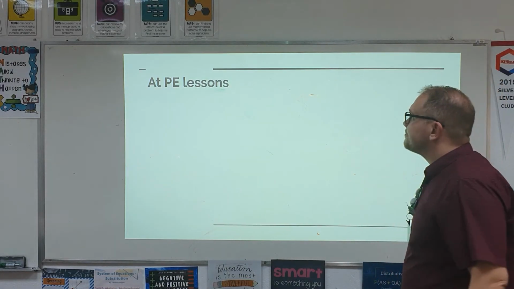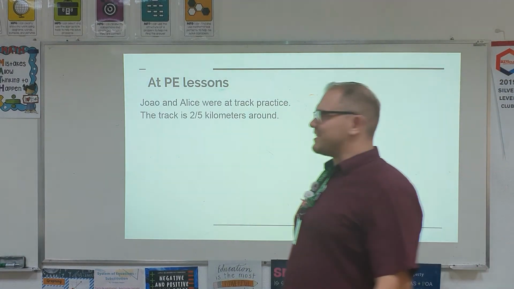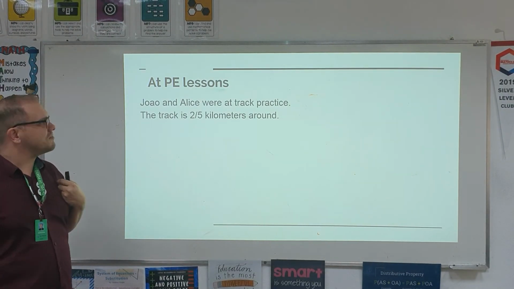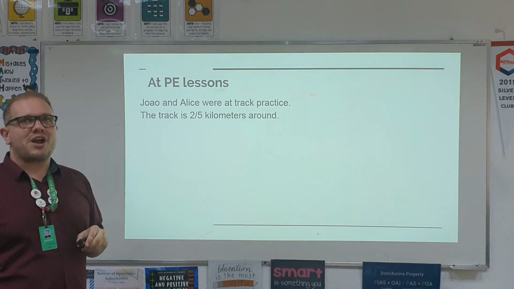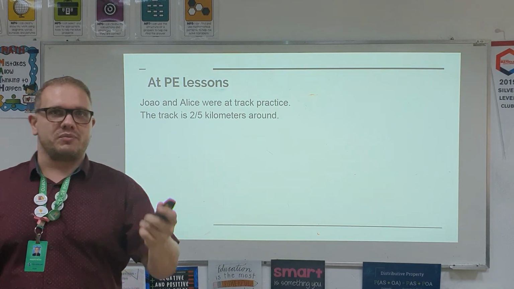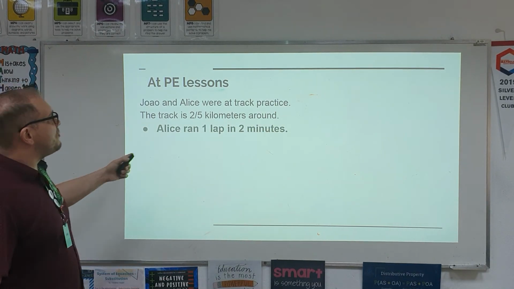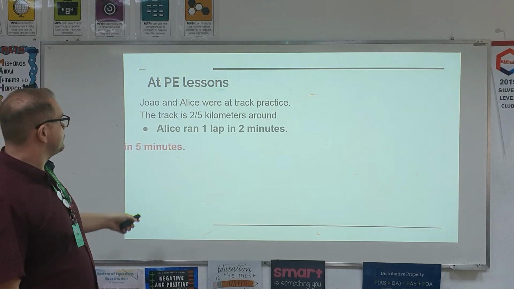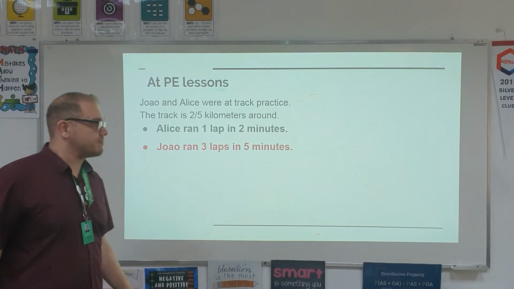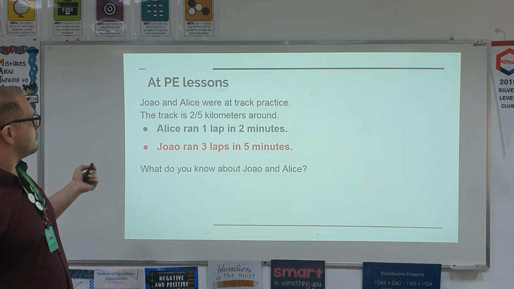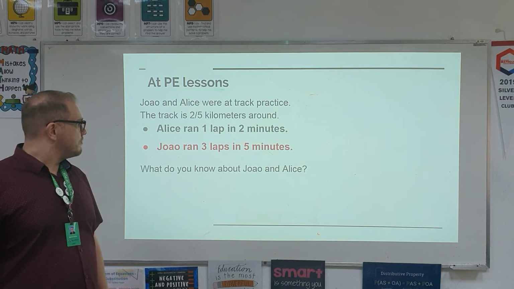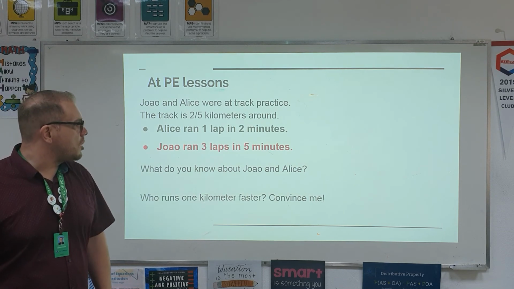Okay, we're almost done. Let's talk about Joe and Alice. Joe and Alice at PE lessons. Well, PE lessons are all about ratios also. They were at a track practice. The track is 2/5 of a kilometer around. Alice ran 1 lap in 2 minutes. Joe ran 3 laps in 5 minutes. What do you know about Joe and Alice? Who runs 1 kilometer faster?